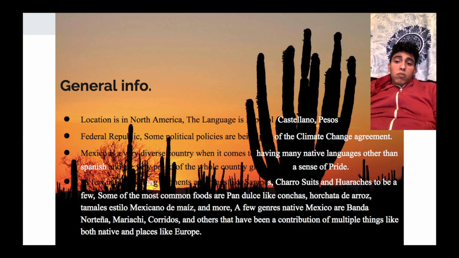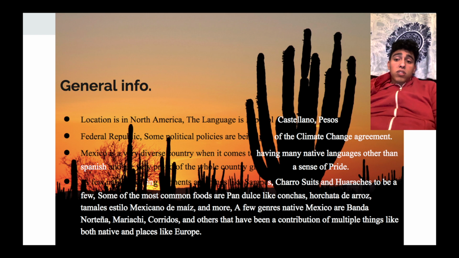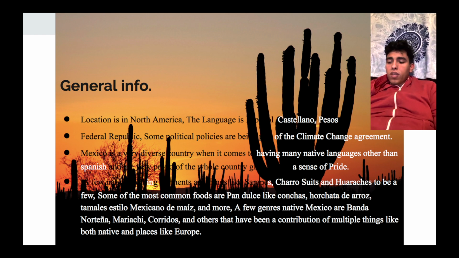Another thing we could talk about is cultural food, like pan dulce, tacos, tortas, enchiladas, and many other very colorful and delicious foods. One thing that I noticed is the use of a lot of spicy items, which is a contribution of different countries like Europe and other countries in Latin America.